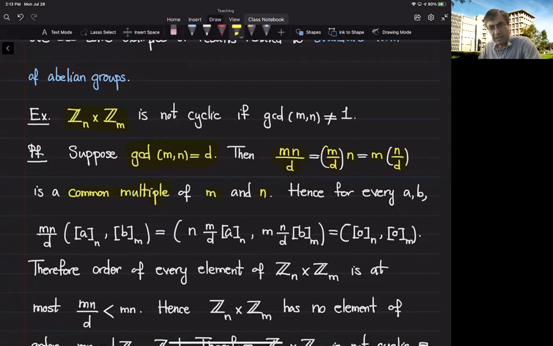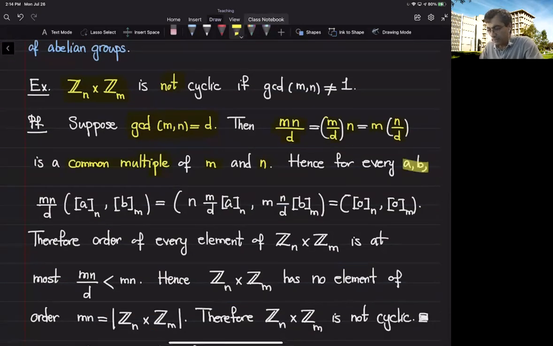Now let's see how this can help us to show that Z_n cross Z_m is not cyclic. What we will do is show that the order of every element of this group divides mn over d, and therefore it cannot be mn. And so this group, which has order mn, has no element of order mn. That means it cannot be a cyclic group. Okay, so let's go through the details of the argument.